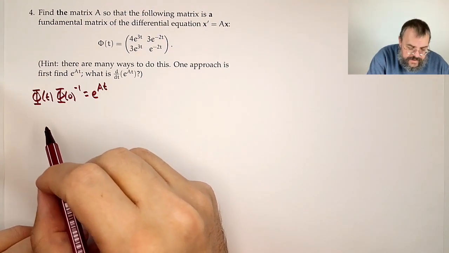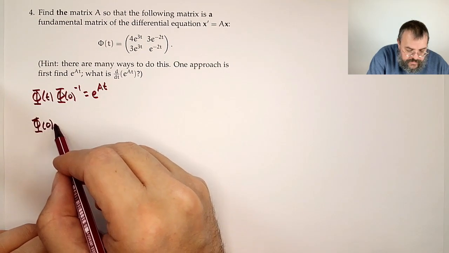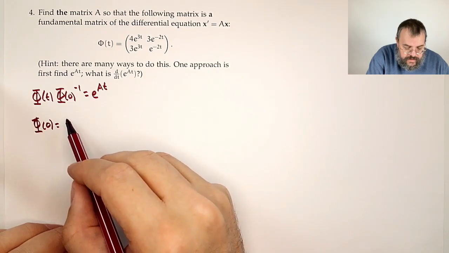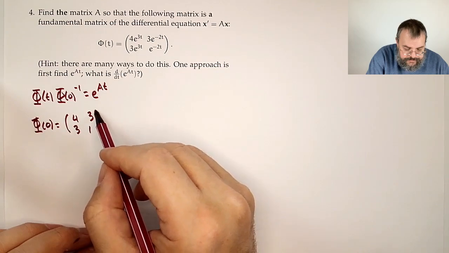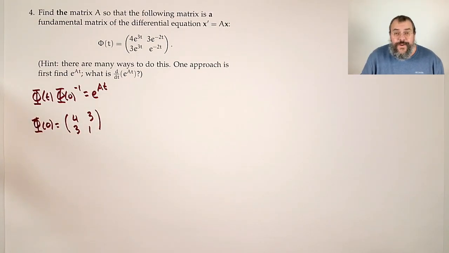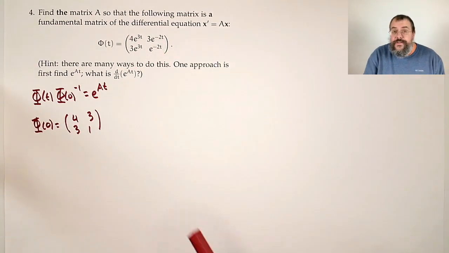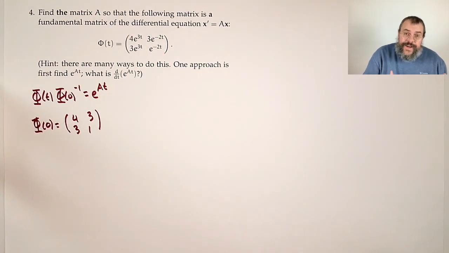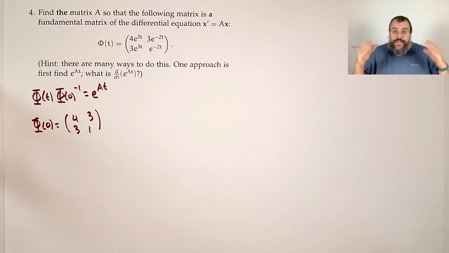Okay, so what do we need to do? Well, we have Phi of 0, and plugging in zeros is fairly straightforward: 4, 3, 3, 1. The reason I say it's straightforward is that all the e to the zeros are just ones. So now we need to find the inverse of this. You can memorize certain formulas for 2x2s, and that's perfectly fine. Or you can memorize a process, that's perfectly fine. I'm more of a process person.